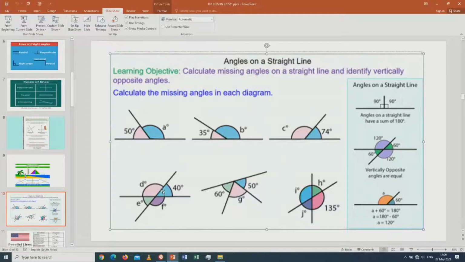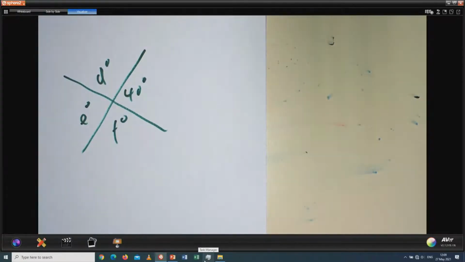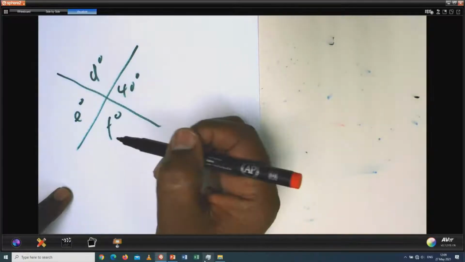40 degrees, D degrees, F degrees, and E degrees. Okay? Let me just go to that one. That's a situation here. Let's also observe and learn something. We said angles on a straight line should give you 180.